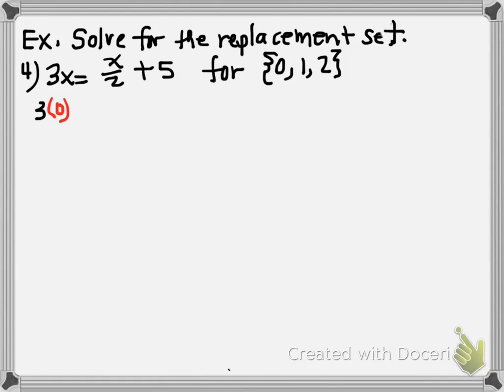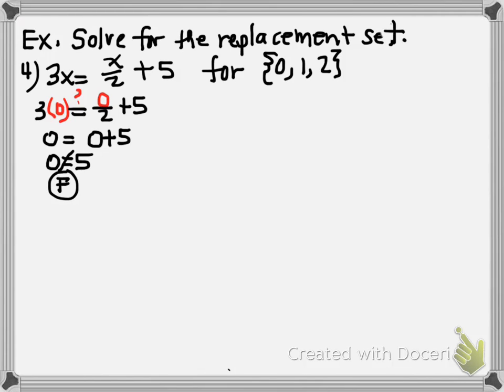So 3 times 0. And we're going to figure out if that's the same as 0 divided by 2 plus 5. So again, this is our big question mark. So we just start doing math. 3 times 0 is 0. 0 divided by 2 is 0. Write out the rest of the problem. 0 plus 5 equals 5. Since 0 doesn't equal 5, this is false. So 0 is not a solution. Okay? And again, what we're looking for are solutions.